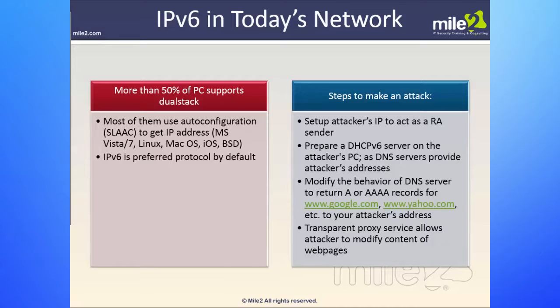Now, steps to make an attack: basically set up the attacker's IP to act as the RA sender. Now, prepare the DHCPv6 server on the attacker's PC. As DNS servers provide attackers' addresses, modify the behavior of the DNS server to return an A or a quad A record. And again, the A record is the IPv4, and the AAAA record is the IPv6 record, which basically is a DNS pointer from IP name to IP. All right, and then rename it from whatever to your attacker's address, and then a transparent proxy service allows the attacker to modify the content of the web pages possibly, and so forth.